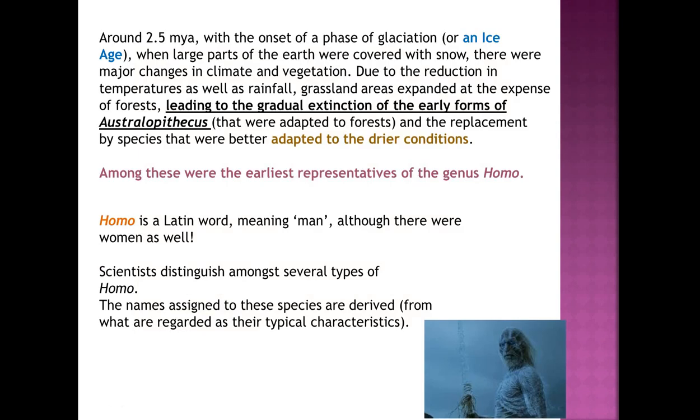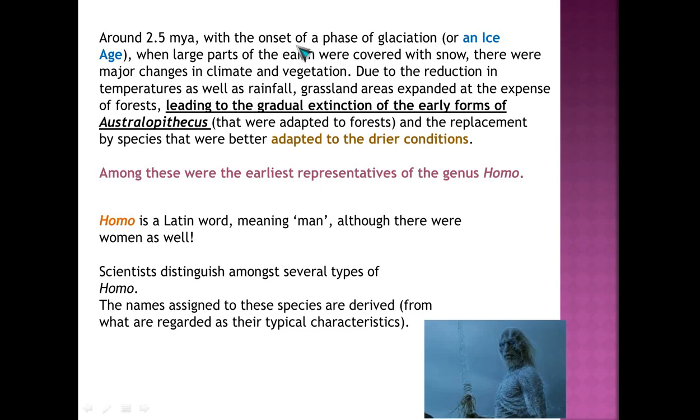Around 2.5 million years ago, with the onset of a phase of glaciation, that is the ice age. It is not the cartoon that we have. Okay, the ice age is different. It was like the Stone Age or the Iron Age and all that. We had something known as glaciation or ice age. What is it exactly?